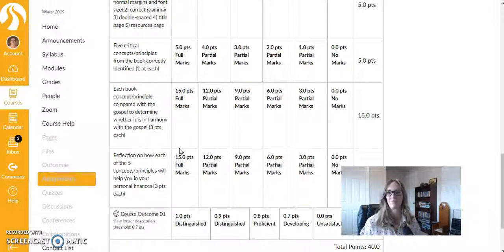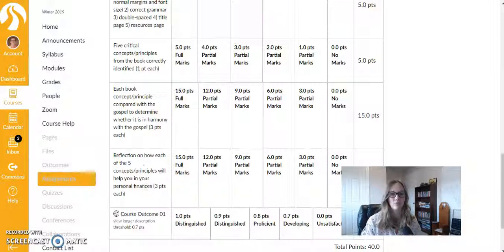Then here comes the main body of your points. And so where your main points are coming from. And so for each of those 5 principles that you've identified, you need to compare them to the gospel. And so make sure it is for each of those. And so it's 3 points each doing this comparison. And so make sure it's not just a general comparison of all of those. Address each of your principles and compare each of those to the gospel.